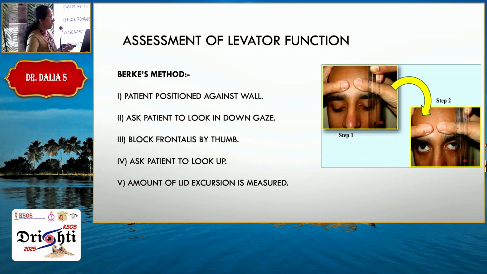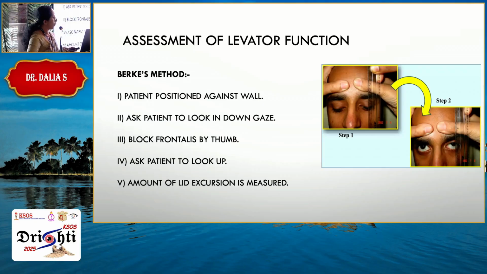Now, in Berke's method, the patient is positioned against the wall so as to avoid neck flexion or extension. Ask the patient to look down in down gaze. You can keep a scale, and corresponding to the lid margin, you take the measurement.